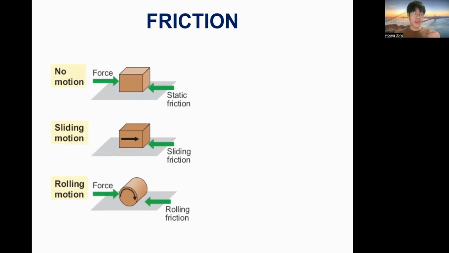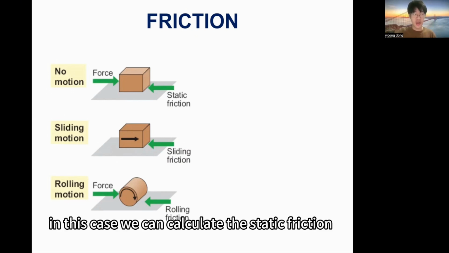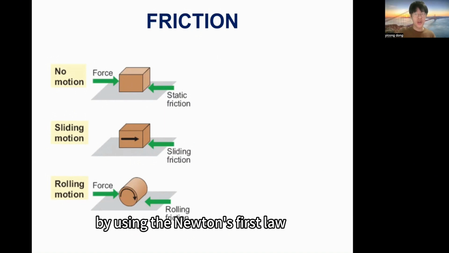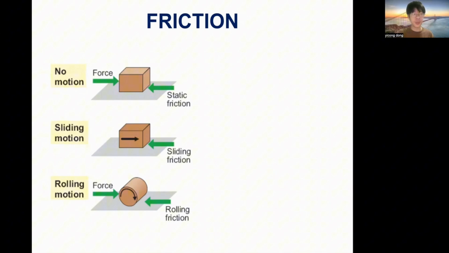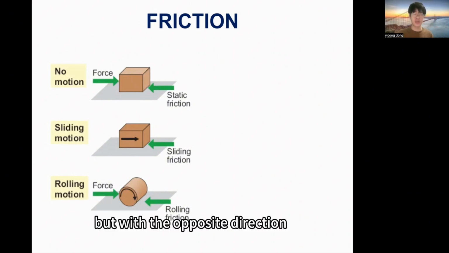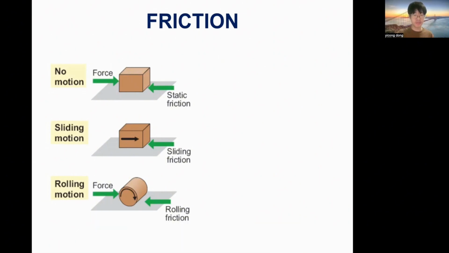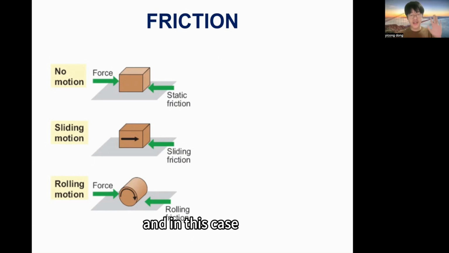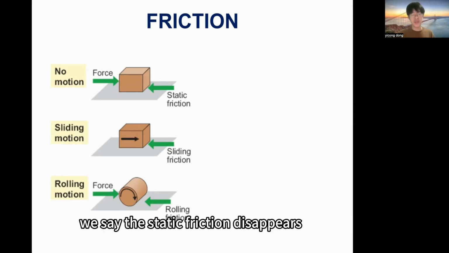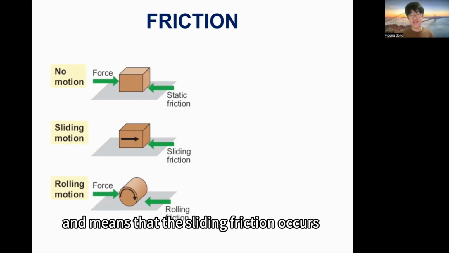In this case, we can calculate the static friction by using Newton's first law. The magnitude of friction is just the same as the magnitude of the force we pushed, but in the opposite direction. For the sliding motion, in the same case, if you use a larger force to push forward, then the box starts sliding. In this case, we say the static friction disappears, and instead sliding friction occurs.